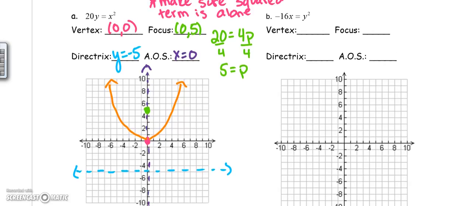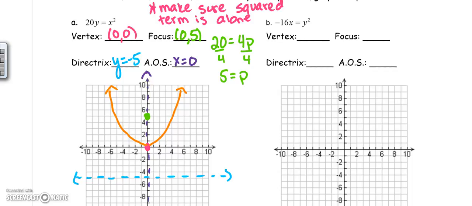Let's take a look at the second one. So first thing is we want to make sure the squared term is alone, which it is. We've got y squared. So then we want to find the vertex. There's no h or k, so again we've got (0, 0). To find my focus, I need to set 4p equal to -16. -16 is in front of the not squared term, so that's how we know to use it. So 4p equals -16. Divide by 4, and we get p equals -4.